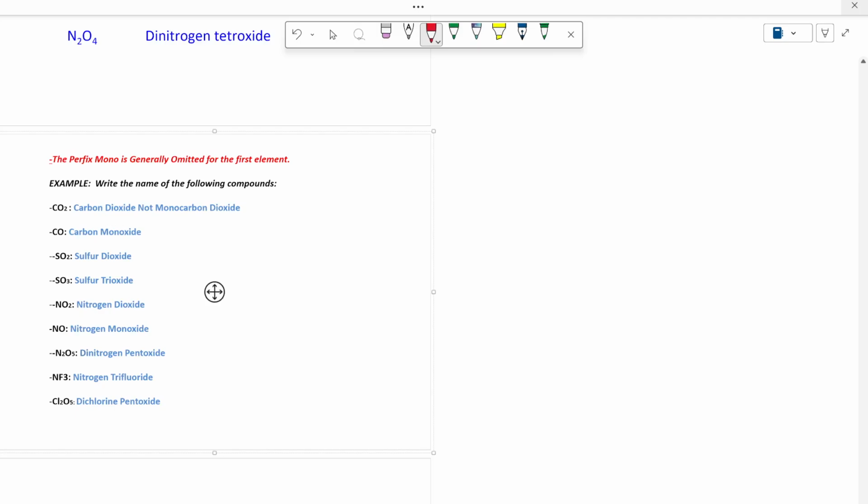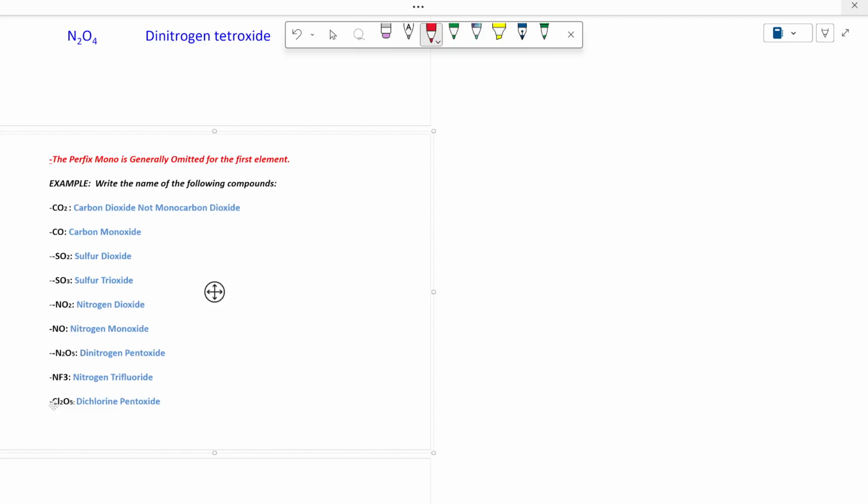Here we have more examples. CO2, this is carbon dioxide. CO, carbon monoxide, don't forget the last exception. SO2, sulfur dioxide. SO3, sulfur trioxide, because 3. N2O, N is nitrogen, 2 is di, O is oxide, so this is dinitrogen monoxide. NO, nitrogen monoxide. N2O5, this is dinitrogen pentaoxide. NF3, nitrogen trifluoride. Cl2O5, look, Cl here came as the first element.